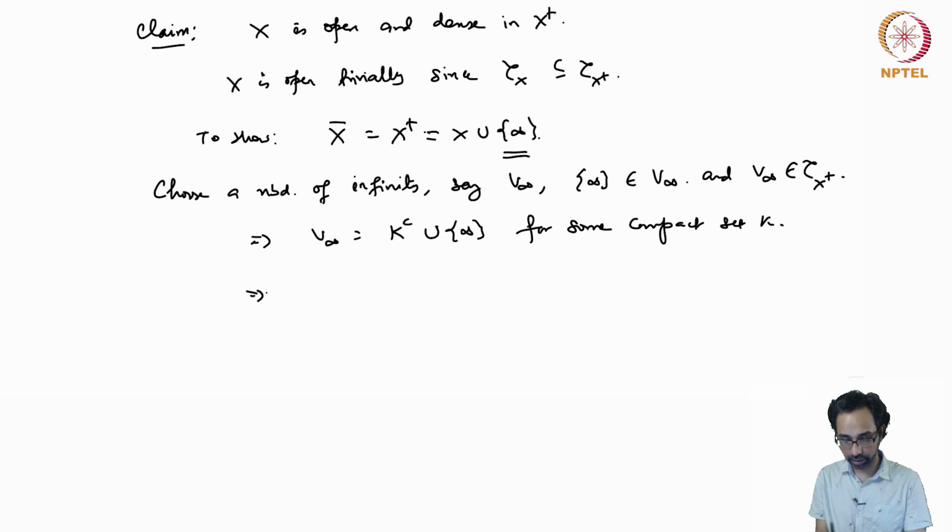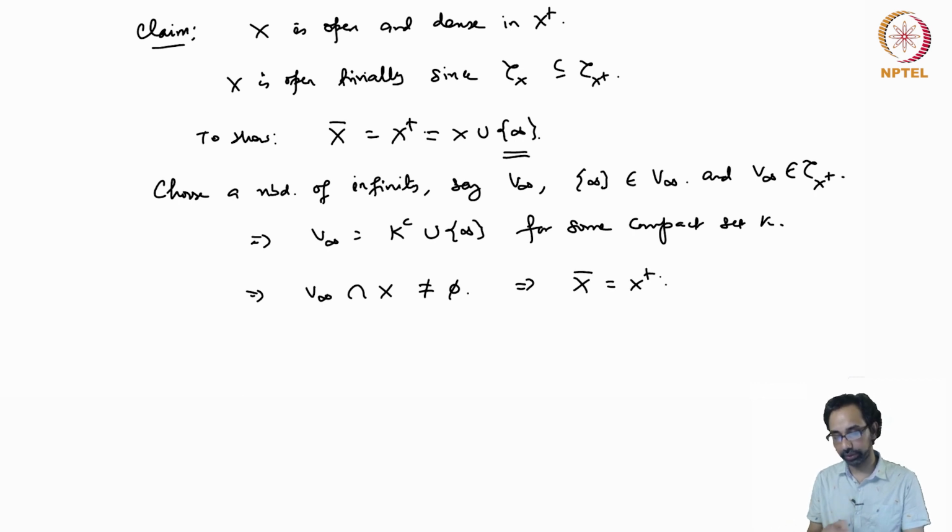So this means that V infinity intersection with X is non-empty, and this means that the closure of X is equal to X plus, because we only have to consider this extra point infinity, and we show that it is in the closure of X. So this means that X is dense.